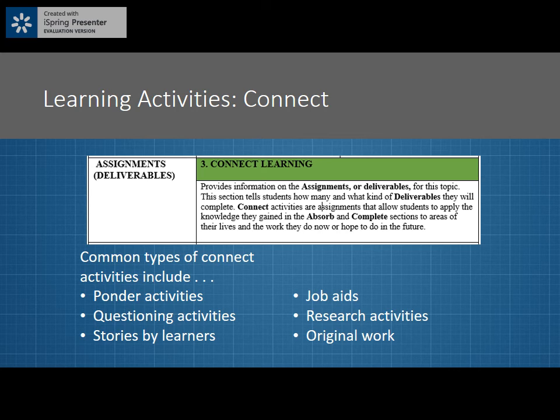Connect activities are assignments that allow students to actually apply the knowledge that they gained in the absorb and do sections to areas of their lives and the work that they do now or hope to do in the future. So the connect activities are the application piece. According to Horton, connect activities link learning to life, work, and future learning. Common types of connect activities include ponder activities, questioning activities, stories by learners, job aids, research activities, and original work.